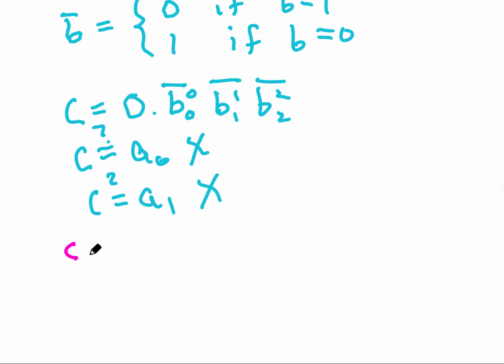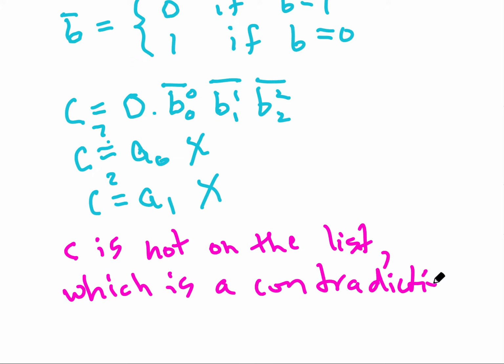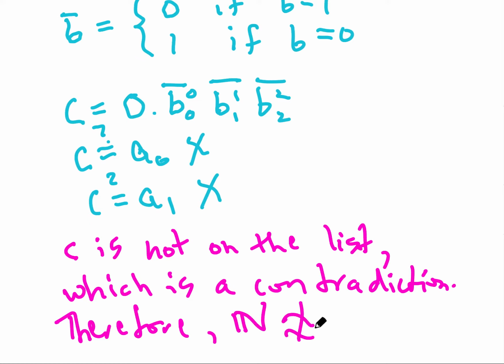So C is not on the list, which is a contradiction. So therefore, N is not equipotent with the real numbers between 0 and 1.